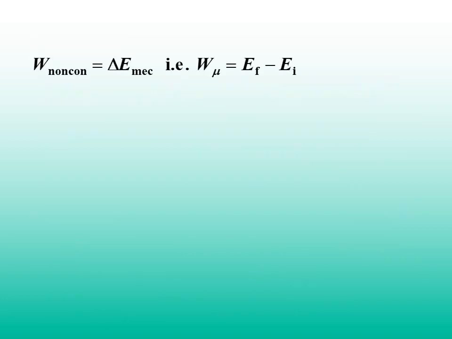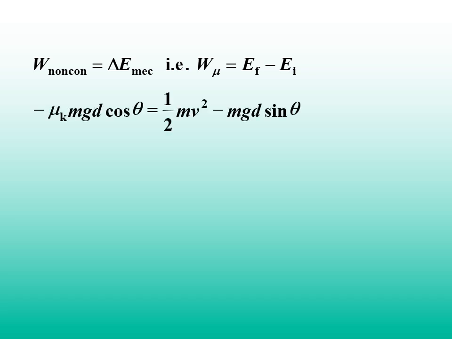The work done by a non-conservative force equals the change in mechanical energy. As the crate reaches the bottom of the ramp, the work done by the friction force is minus mu k mg cosine theta times the length of the ramp d. The minus sign indicates the direction of the friction force is opposite to the displacement.